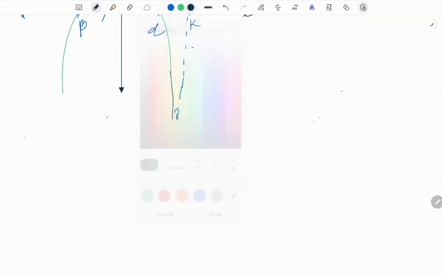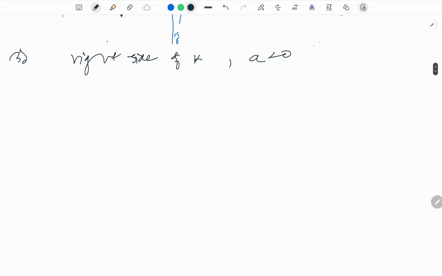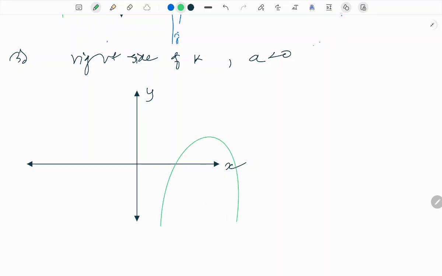Now let us see a third case. Right side of k and a is less than 0. So we'll draw the graph real quick. This is our x-axis, this is the y-axis, and now this is our graph, something like this, and this is our k. So now a is less than 0 as the graph is facing downwards.